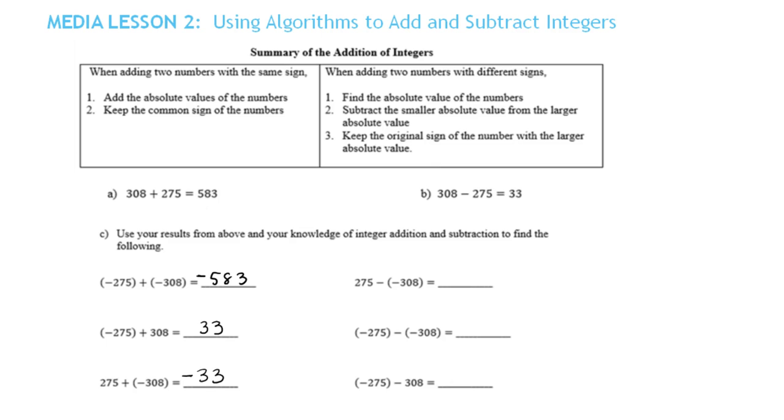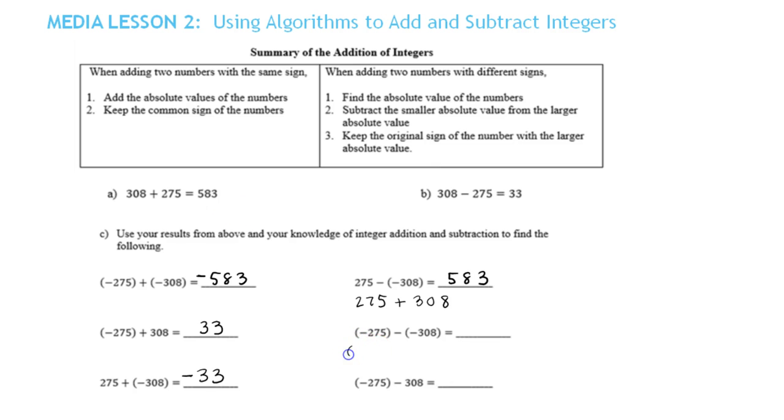Okay. Now here we have some subtraction problems. Let's use the result of the last video to rewrite them as addition. So 275 minus negative 308 is equivalent to 275 plus the opposite of negative 308, which is positive 308. So we're just adding these two numbers. Notice we did this here in the reverse order, but we get the same result, positive 583.